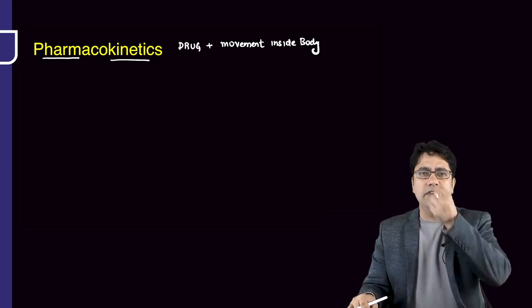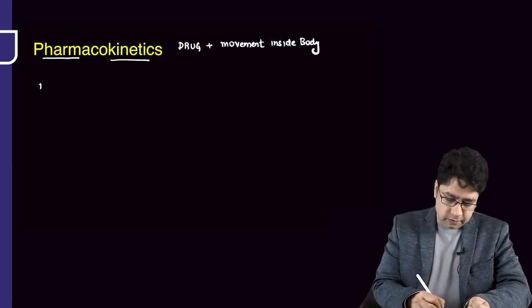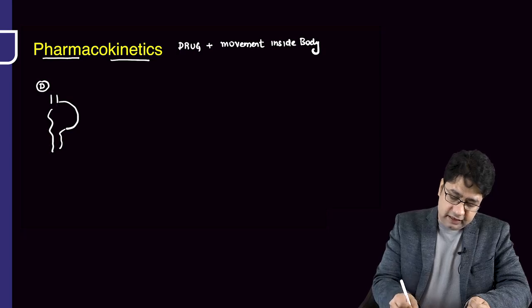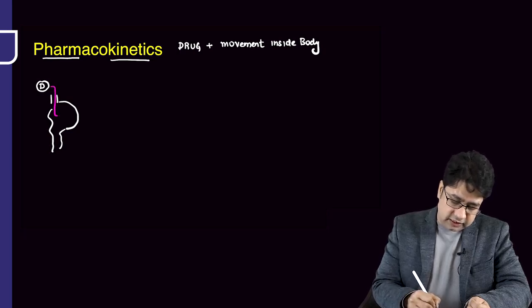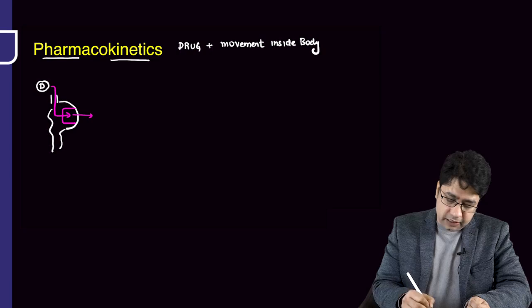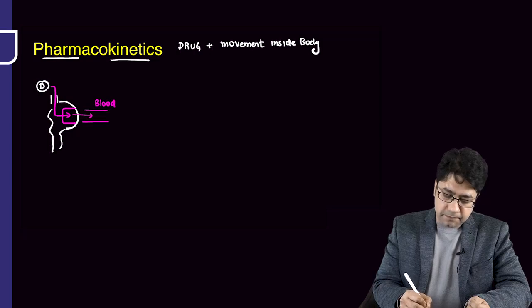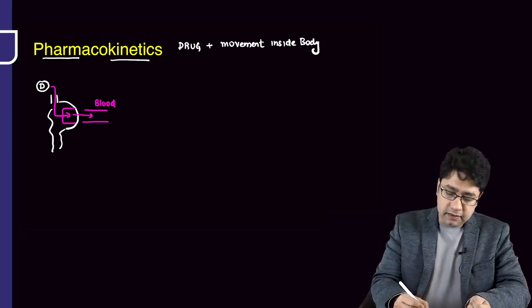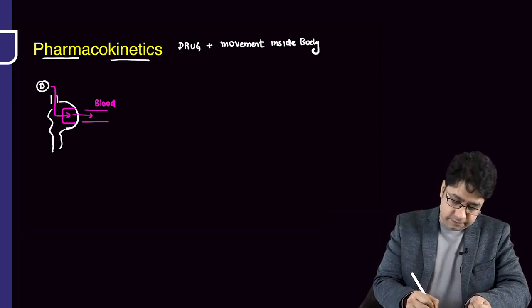Let's imagine you have taken a drug orally. So if you have taken a drug orally, the drug comes into your GIT, stomach and small intestine, and from GIT, the drug will cross cells and finally it will come into the blood. So this first step of crossing a cellular barrier and coming into the blood is known as A. A for absorption.